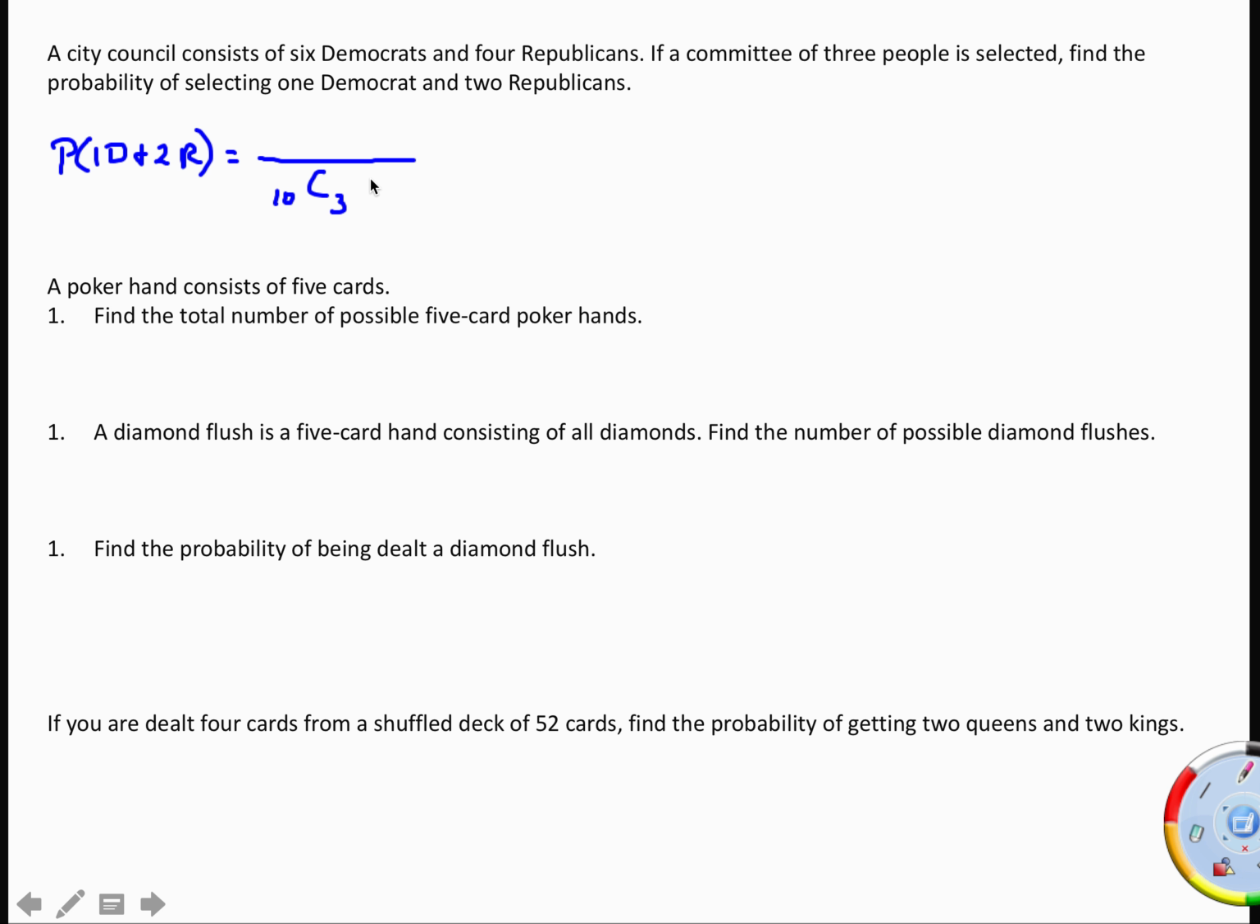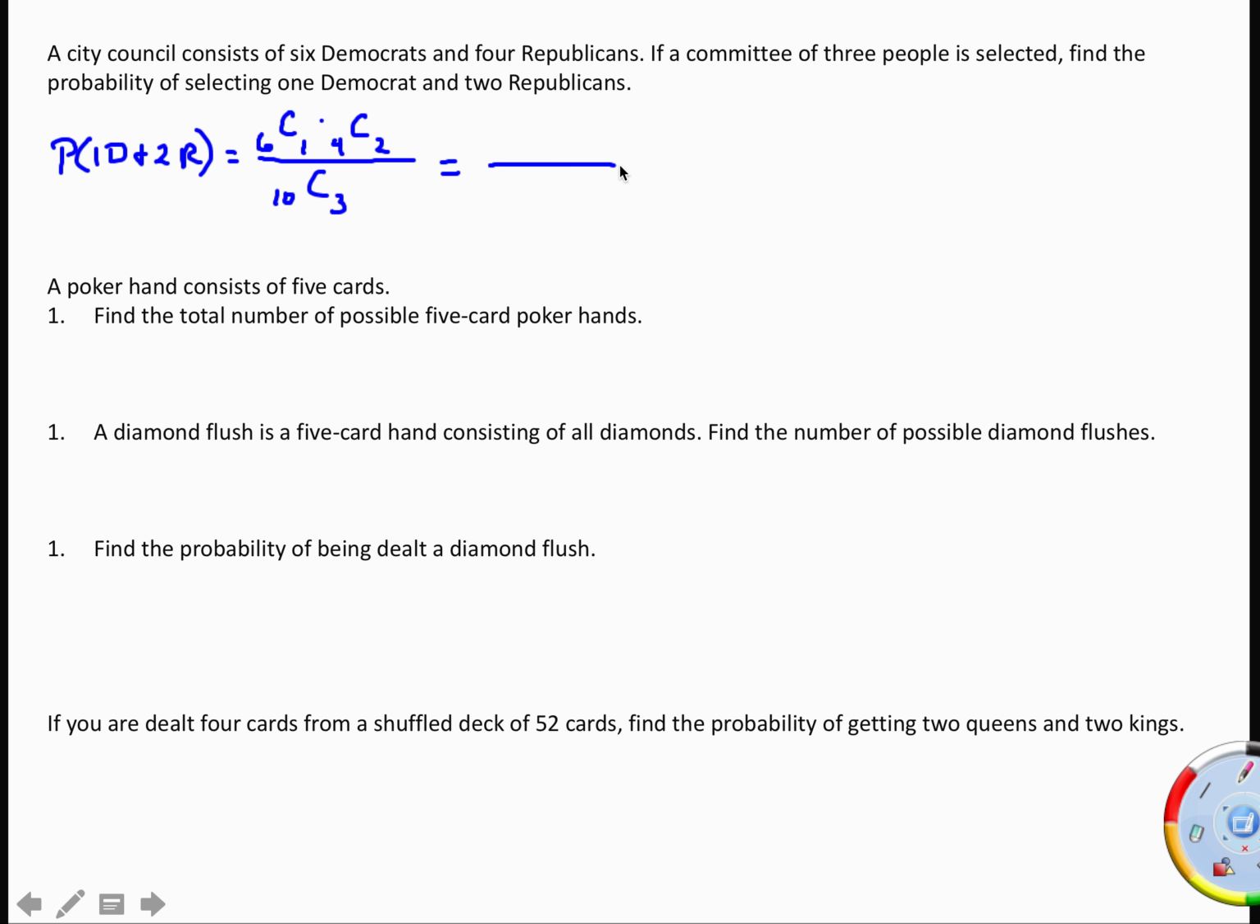Okay? And the numerator says 1 Democrat and 2 Republicans. So there's 6 Democrats that I'm going to choose that 1 from, and there's 4 Republicans that I'm going to choose that 2 from. Notice we've accounted for both sections, right? I've got my 10 here, my 3, everything's good.